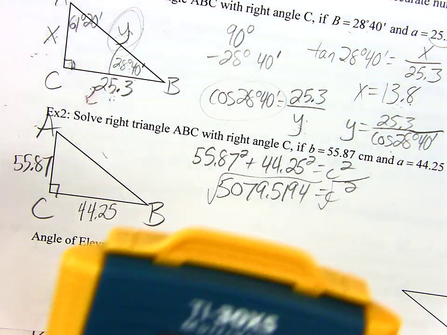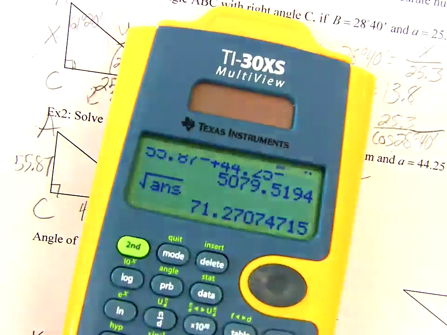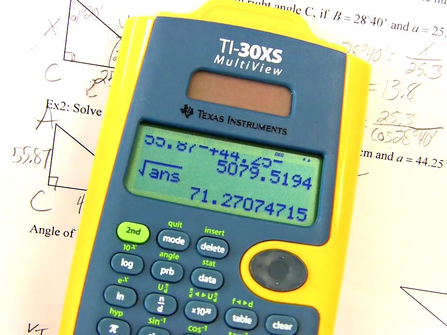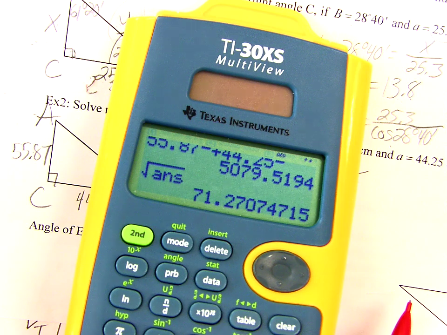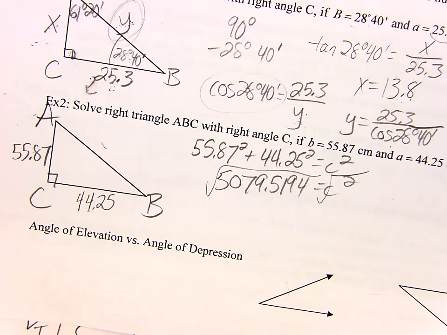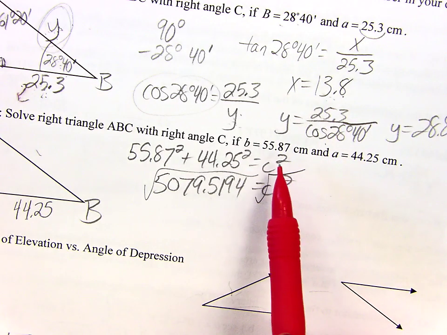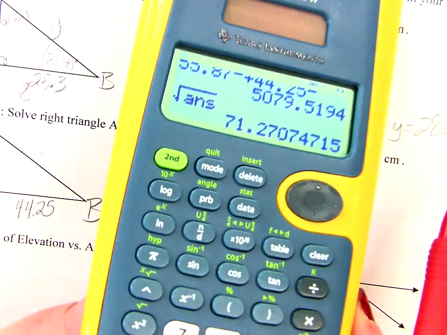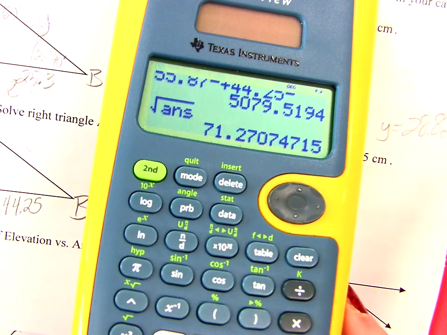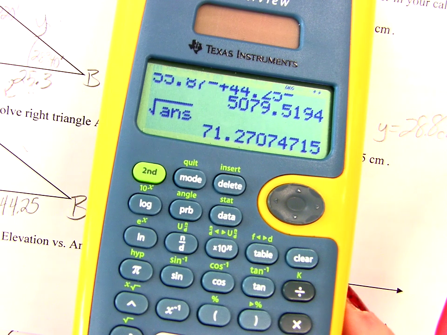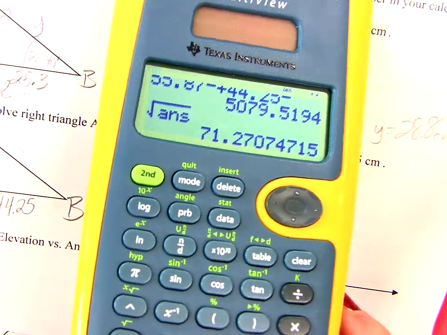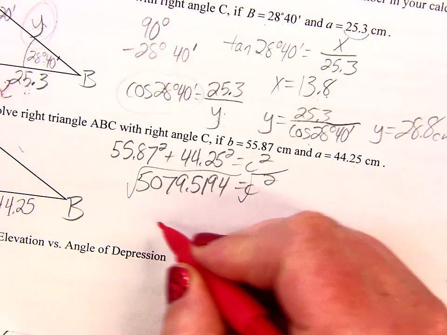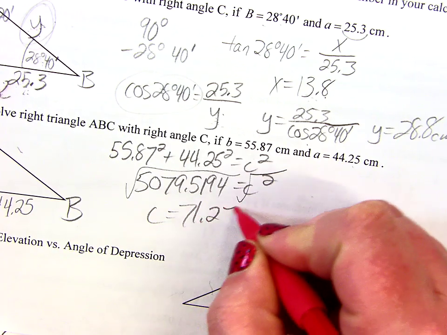So I get this crazy number. Now, how many significant digits should this answer have? 4. Because if you look at the problem, the ones that I have, both of them have 4. If one had 4 and the other had 5, I'd have to go with 4. Whoever has the least. But they both happen to have 4, so my answer should have 4 also, which means that my answer is going to be 71.27, and that's as far as I'm going to go. So c is 71.27.